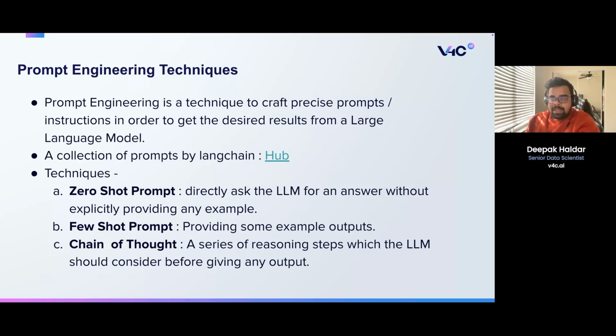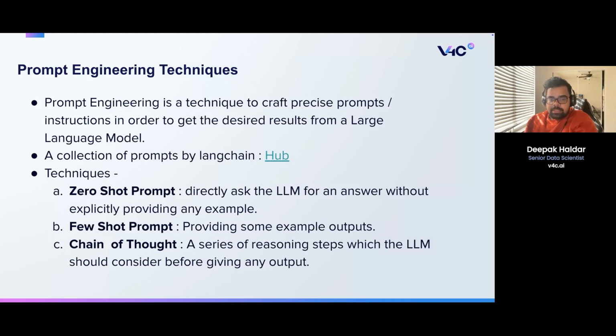The third can be chain of thought. This involves asking the LLM to reason through a series of steps before arriving at an answer. For example, instead of asking what is 15% of 20 directly, you could say first divide by 100, then multiply by 15. This gives a step-by-step process to the model, and the LLM would use the process that you have defined and generate the output based on it.